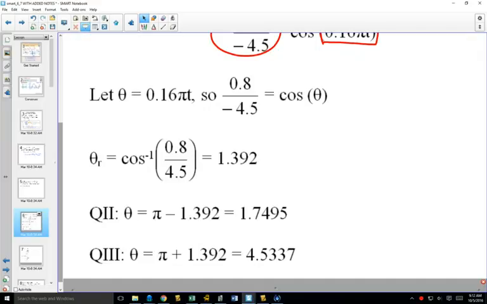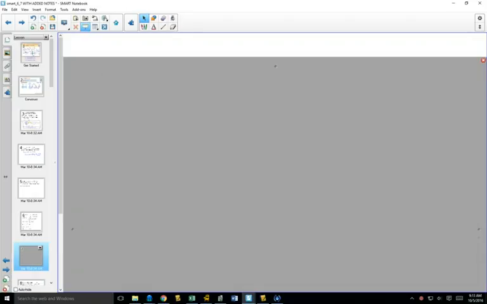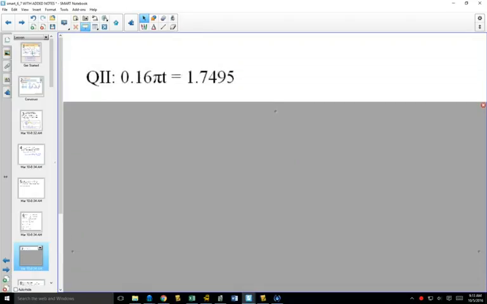So this is exactly like we've solved for theta in the past. Once you get your two answers for theta, well, now we have to work backwards and say, since my one answer for theta was 1.7495, that theta was actually equal to 0.16 pi times t. If I want to find out what t is, I'm going to need to divide by 0.16 pi.